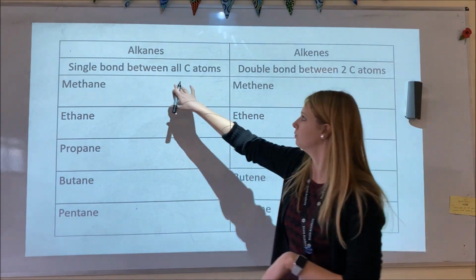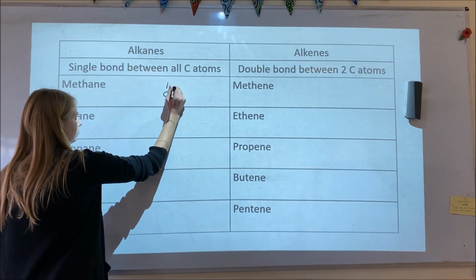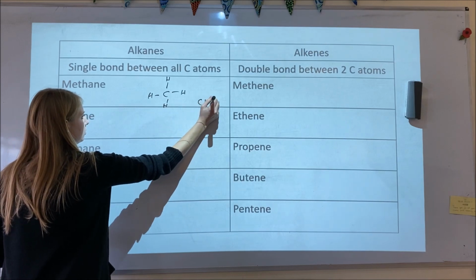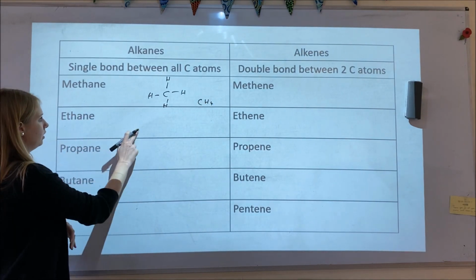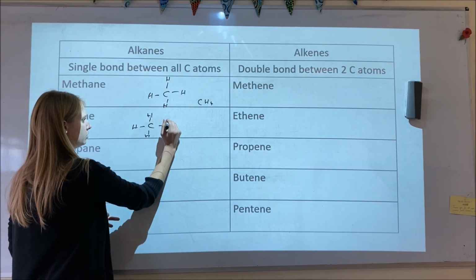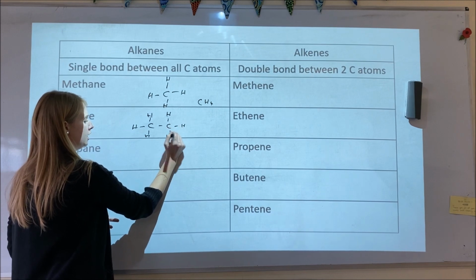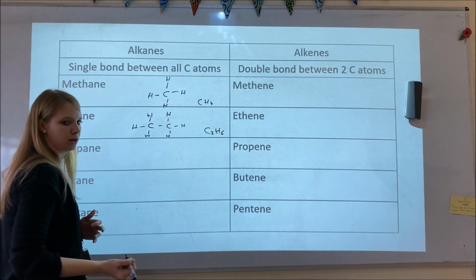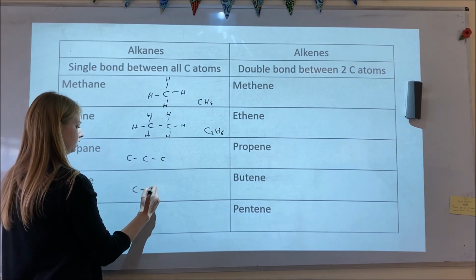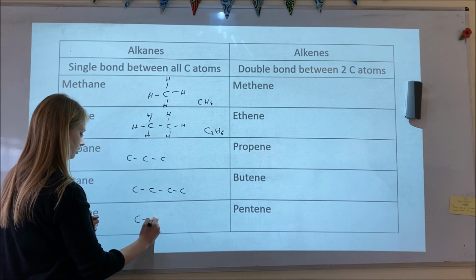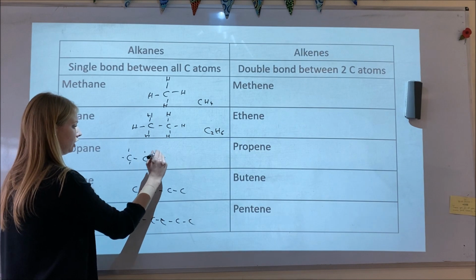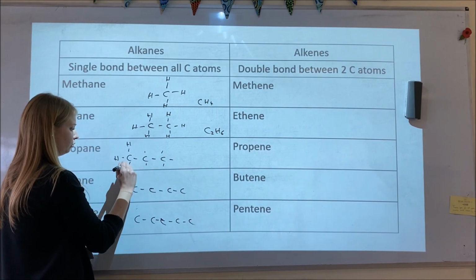Okay, so methane, CH4. Ethane, 2 carbons, and so each carbon has a hydrogen attached. C2H6. Propane, 3 carbons. Butane, 4 carbons. Pentane, 5 carbons. Each carbon making 4 bonds.